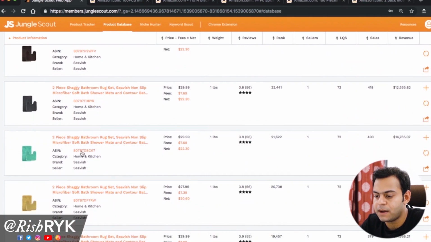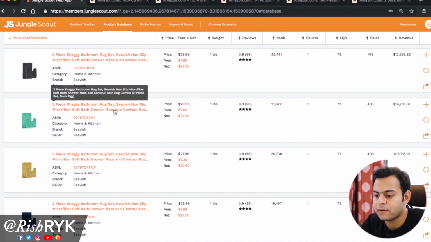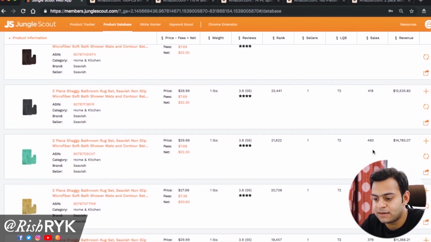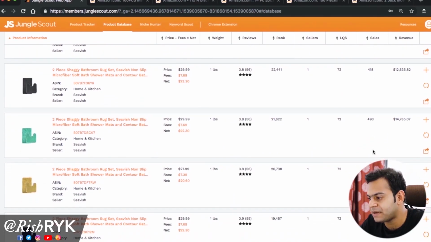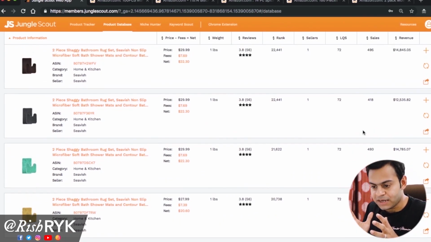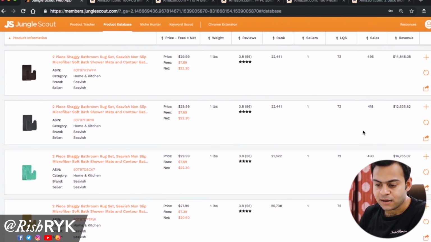What is this? Bathroom rug, non-slip microfiber soft bath shower mats. $29 price point, selling about, okay, there are a bunch of these and these are different listings and all of them are approximately selling 300 or more. Alright, so pay attention here. As you can see, these are looking very similar.